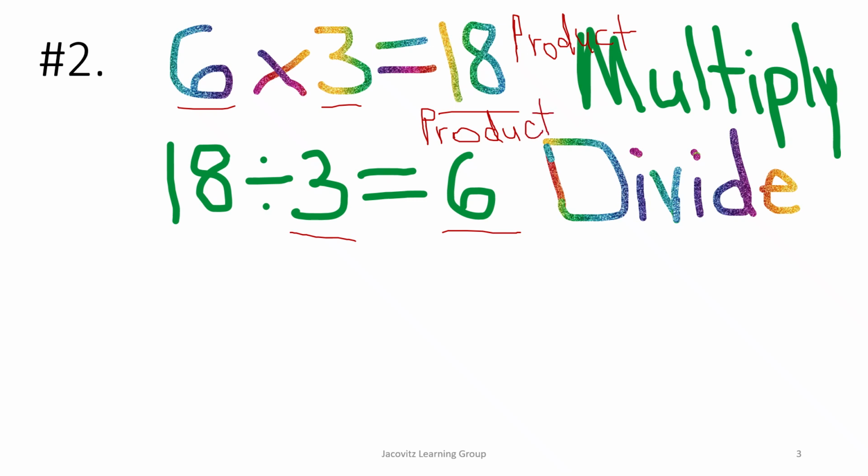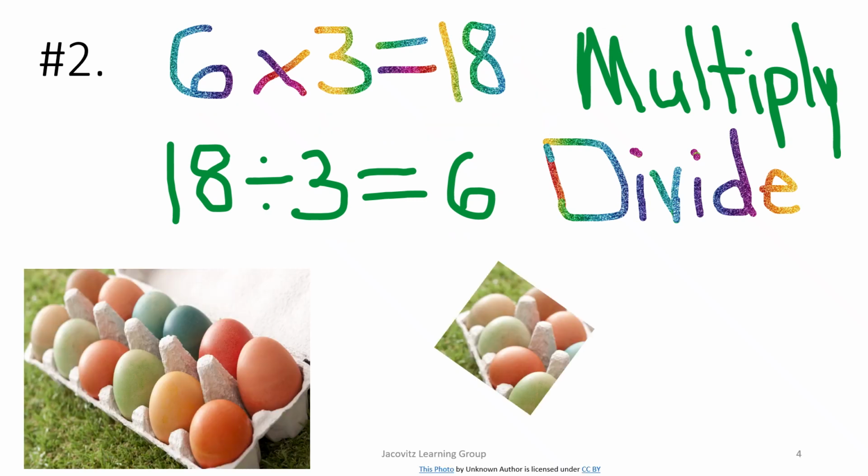Now, 18 divided by 3 equals 6. So if you look at it, when you multiply 6 3 times, you get 18. But when you divide 18 3 times, you get 6. So let's take a look at what this would look like on the next page. Okay, by the way, these photos belong in common terms.